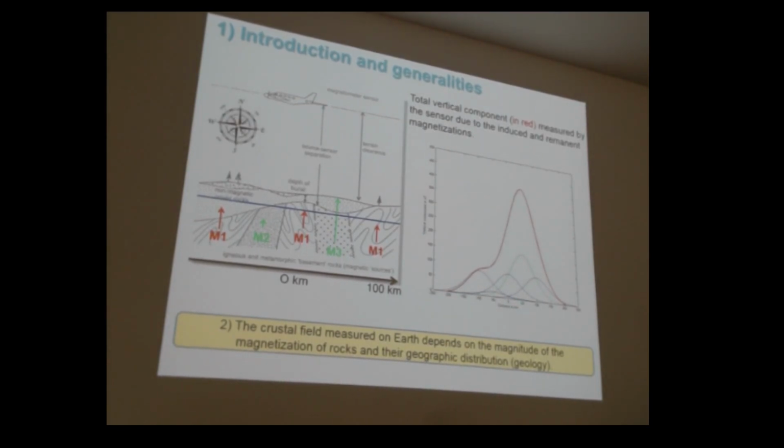So the crustal field measured on Earth depends on the magnitude of the magnetization of rocks and their geographic distribution. And in general, the reason you perform geomagnetic surveys is because you know absolutely none of both. You don't know the magnetization, and you don't know the geographic distribution at depth. Of course, you have the geology, but underneath you don't know exactly what's going on.